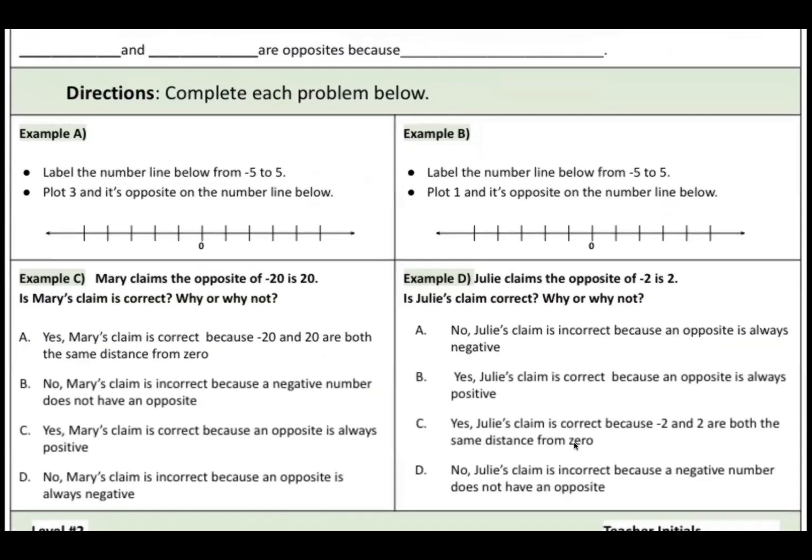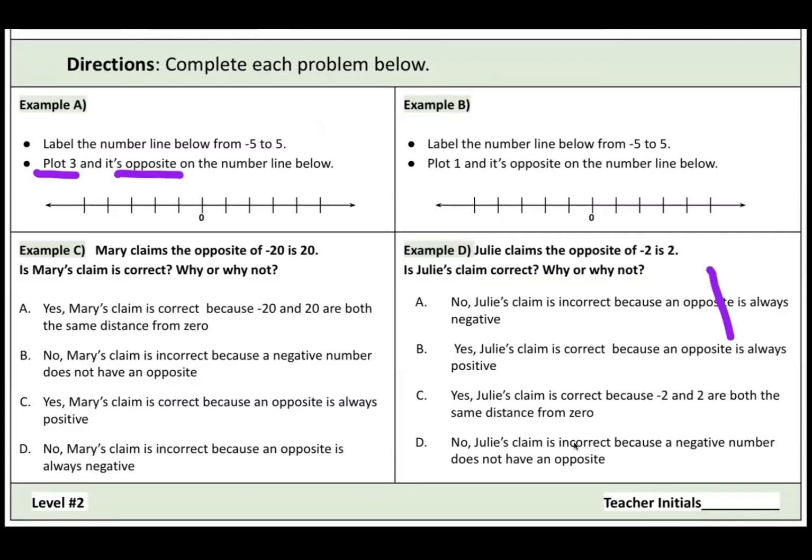For example A and B, you're going to label the number line from -5 to 5. Then you'll plot 3. So put a dot at 3. And then you'll put another dot at the opposite of 3. So go ahead and complete the rest of page 4. And then if your teacher is asking you to, check in with your teacher and they can give you feedback on the rest of this page.